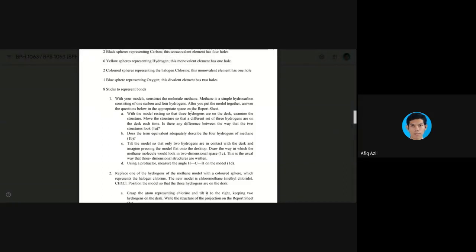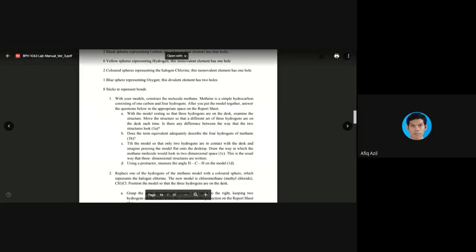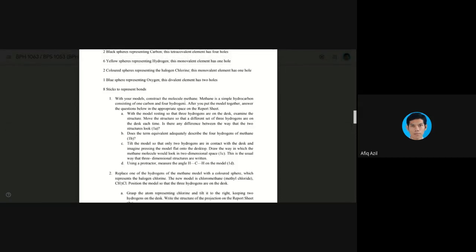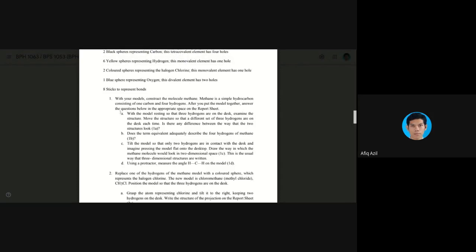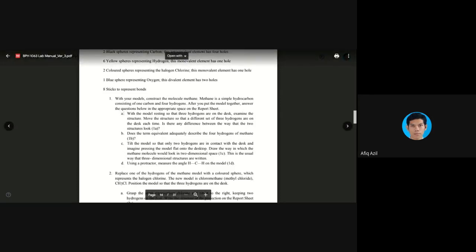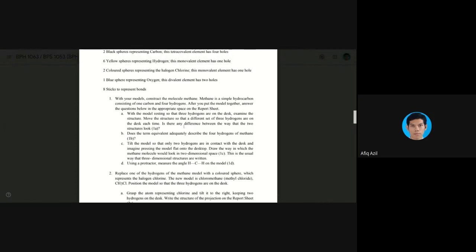Methane is a simple hydrocarbon. So what you do is build methane, 1 carbon with 4 hydrogen, and once you have that, you should be able to answer the questions below, A, B, C, and D. Answer the questions in the appropriate space on the report sheet. So this will be done in your lab report.